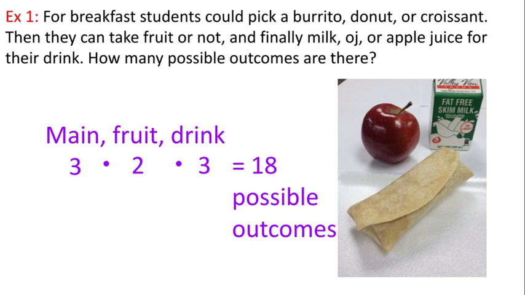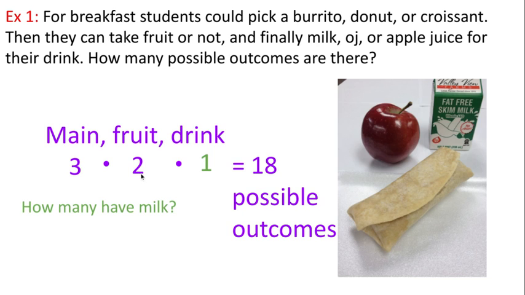Now, if I was interested in how many of the breakfasts include milk, then I'm going to change these numbers a little bit. Their main dish, they still have 3 choices. For fruit, they still have 2 choices. The only one I'm changing is the drink because now I'm only asking for milk. So instead of having 3 choices, they would only have 1 choice.